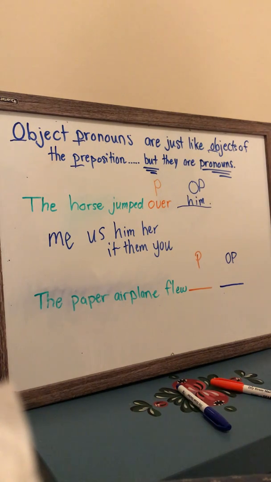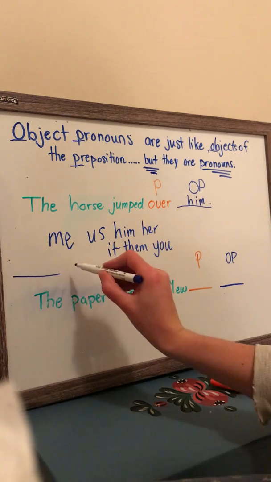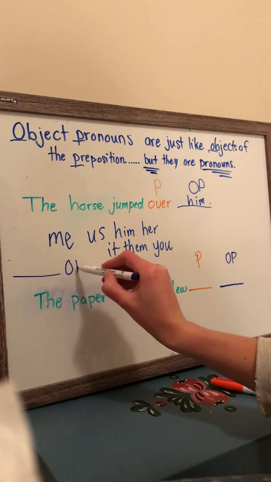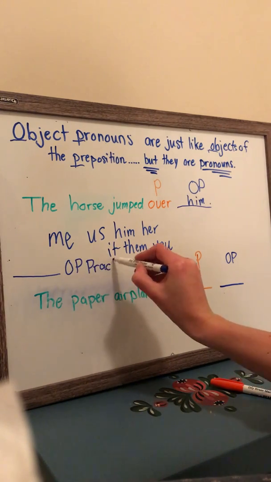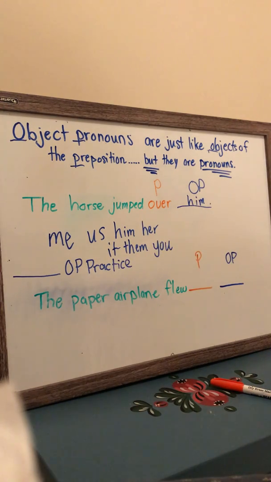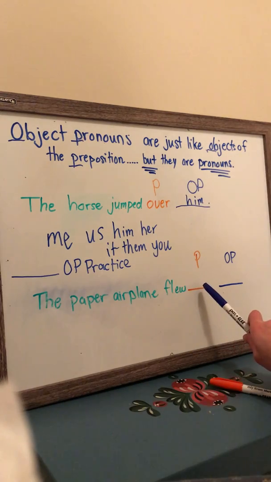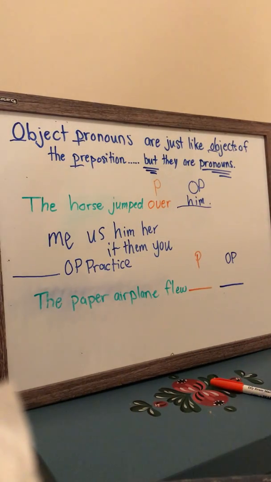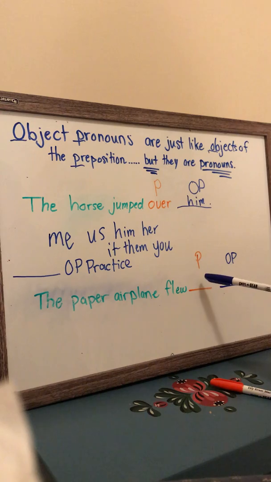And you can just label this on a piece of paper as, let's say, your name there, and then OP practice. Does that make sense? Okay, that's what we're going to label it with, so that I know exactly what it is when I see it come through on the email. The paper airplane flew blank and blank. Do you guys remember some examples of prepositions? What can the paper airplane do when it flies? It can fly around, it can fly over, it can fly under, it can fly into, it can fly towards.